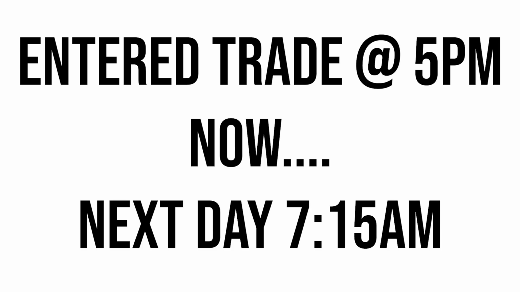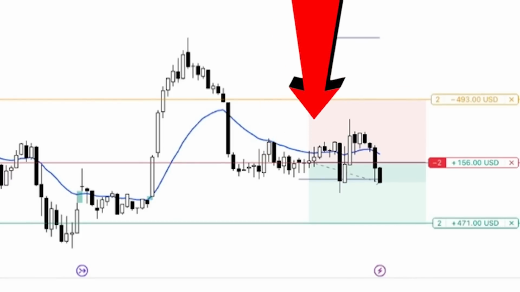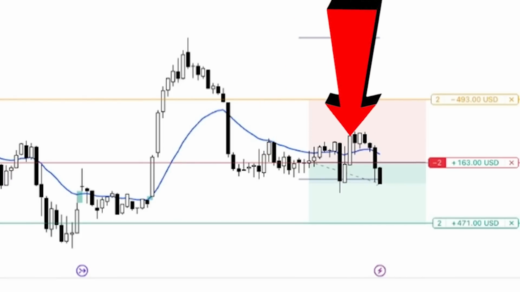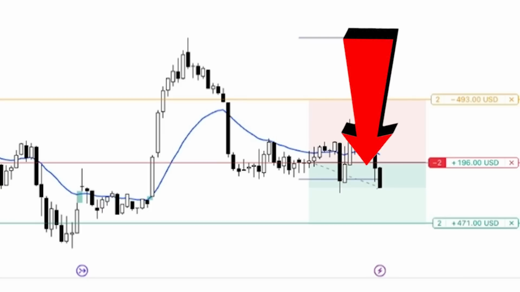Fast forward to the next day, and you can see that the trade went against us pretty heavily, but did not stop us out. And now looks like we might actually have a chance of winning this trade with almost no effort.